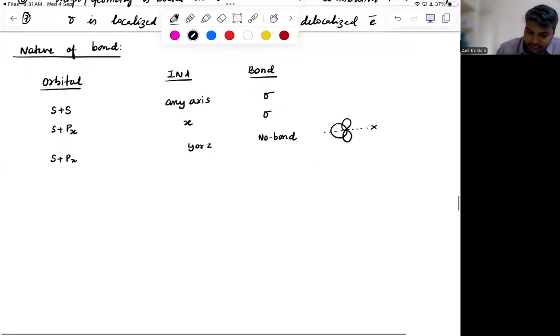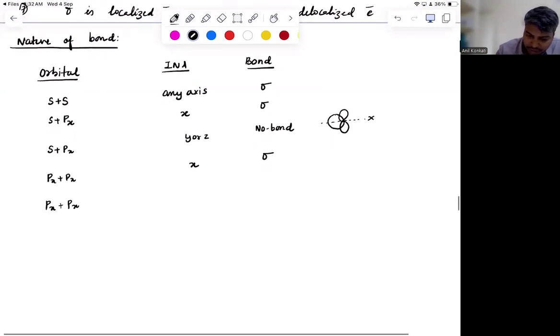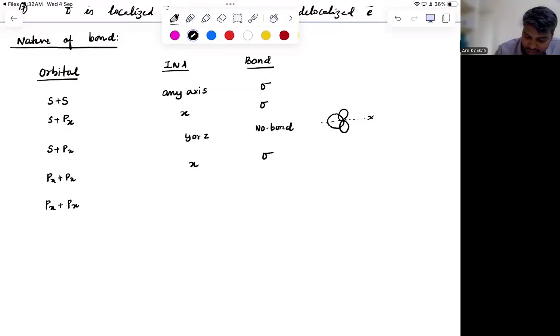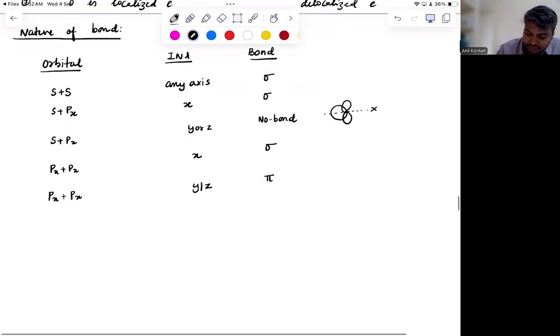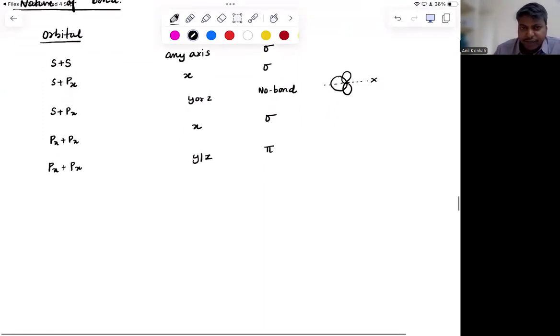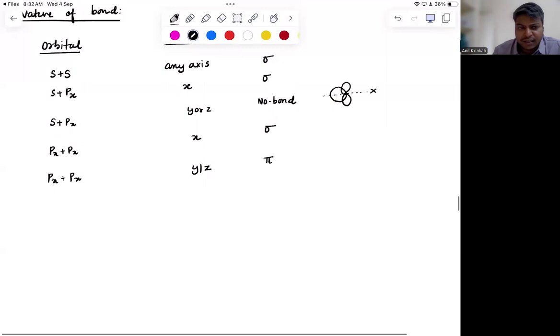Clear? Next, the other one, which is px and px. If the internuclear axis is x, then there is a sigma bond, with px and px approaching here. If y or z is the internuclear axis, then it is a pi bond. Got it? And vice versa. You can keep writing it for any other cases also.